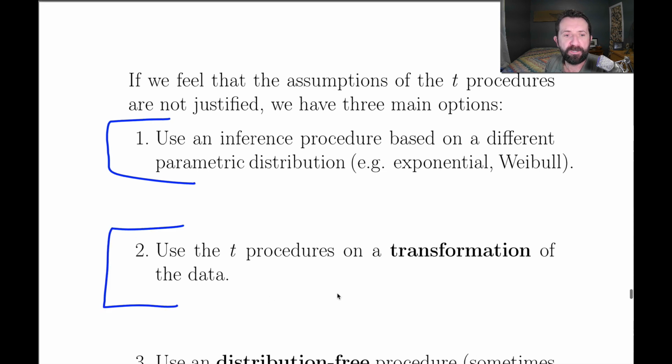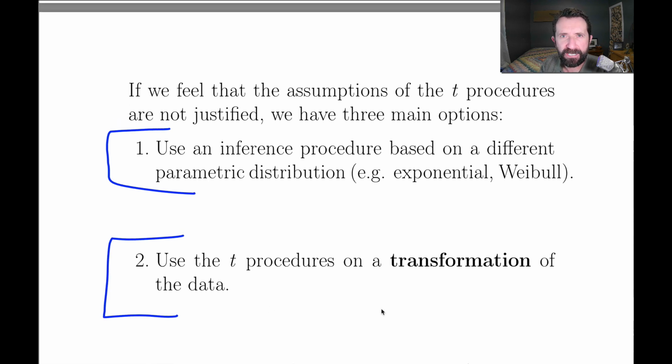This is going to be a big one for us, though: use the t procedures on a transformation of the data. Under things like right skewness, say right skewness of times to events, sometimes if we take the log of the times or the log of the data values, that maps us over to something that does look pretty normal. So sometimes under some right skewness, we take a log or take the square root of the data values, and sometimes that just takes care of it.